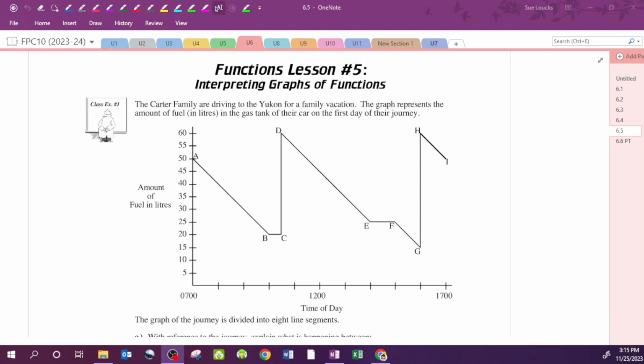Okay, lesson 5 on functions. This is the last lesson on functions. Okay, example 1. The Carter family are driving to the Yukon for a family vacation.